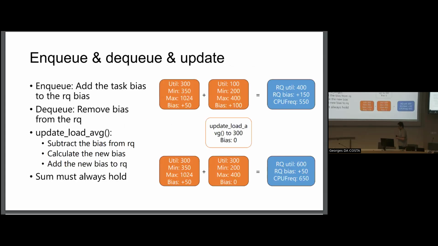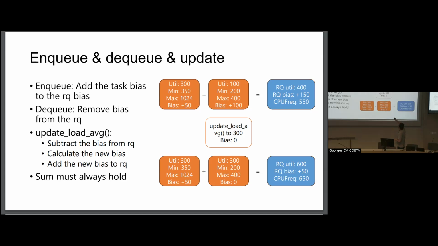And how does it work in practice? When you enqueue a task, add the bias to the RQ bias. When you dequeue a task, just remove the bias. When you do update load average, this one is interesting. You get the new bias, of course, but you have to make sure the sum of all the biases stays in sync all the time. So every time you update the bias, you also need to update the RQ total. That's pretty much everything that is true in sum aggregation.